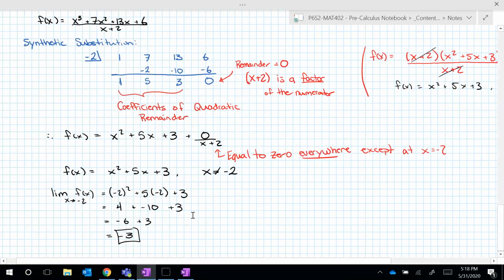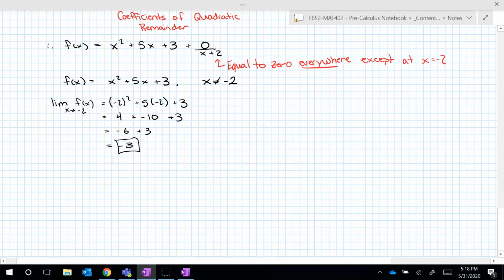So very last piece, and then we're all done, I promise. You can do the exact same thing for function g of x, so we'll do that really quickly. For g of x, that was x cubed plus 7x squared plus 13x plus 7, all divided by x plus 2. And so if we do the synthetic substitution there, it's going to look the exact same as what we did for function f.